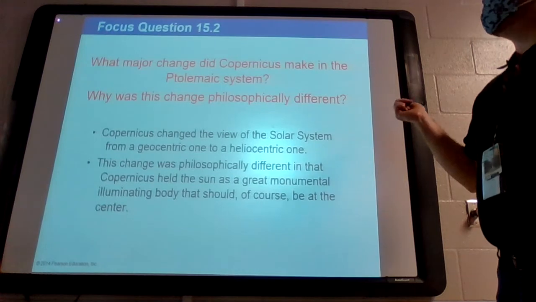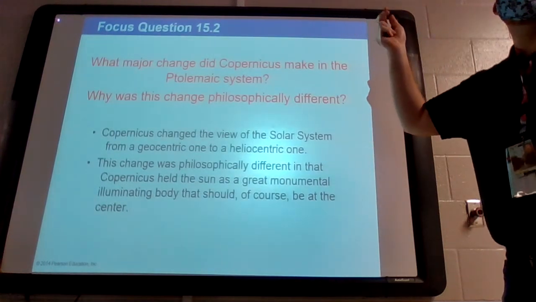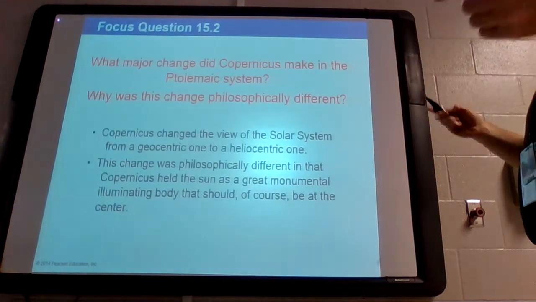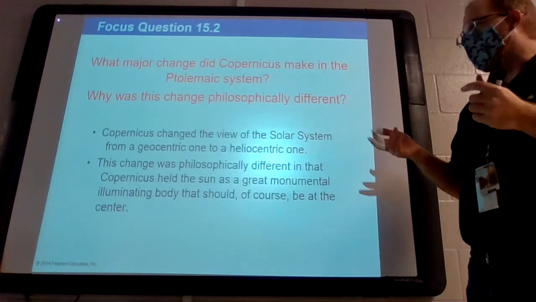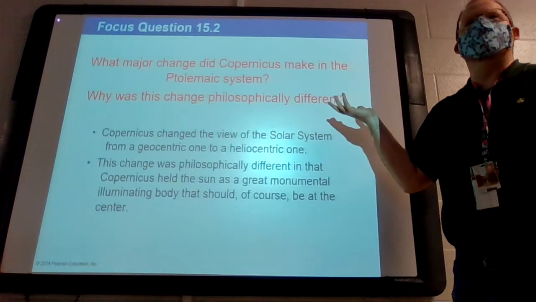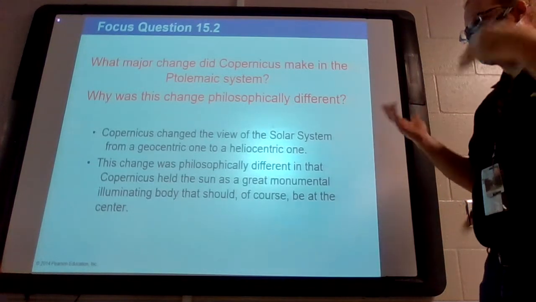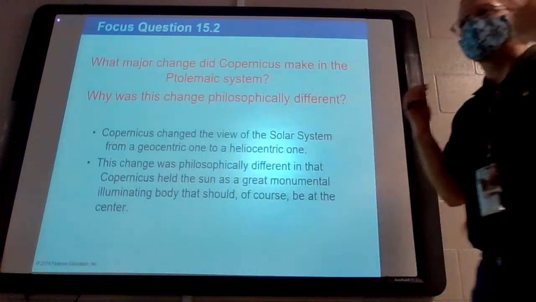Okay, what major change did Copernicus make in the Ptolemaic system? He switched the Earth and the Sun. He put the Sun in the center. He put the Earth with the rest of the planets orbiting around the Sun. And why was this change philosophically different? I think that's kind of the same answer to both of the questions. It drastically changed the way we look at the solar system and our place in it.